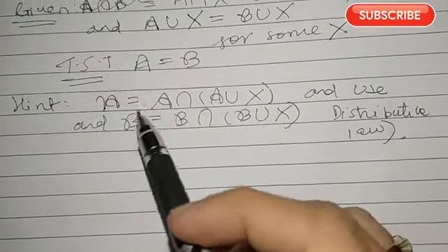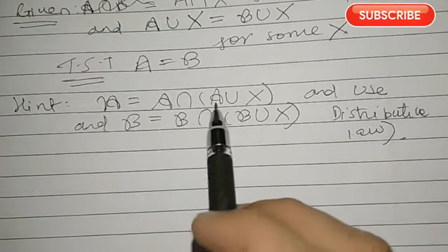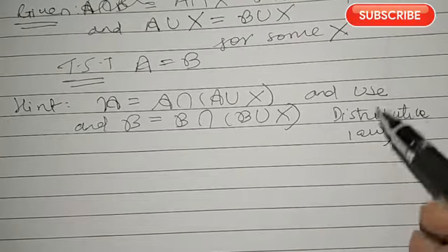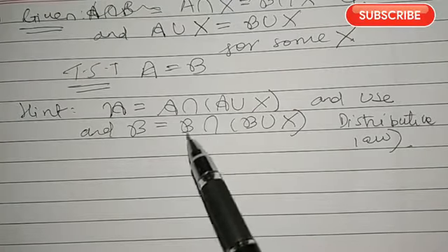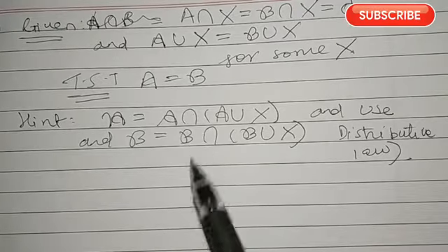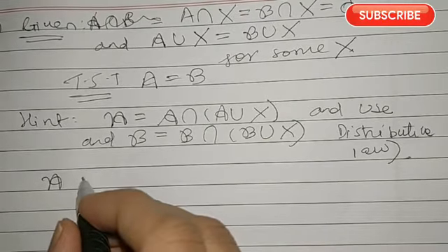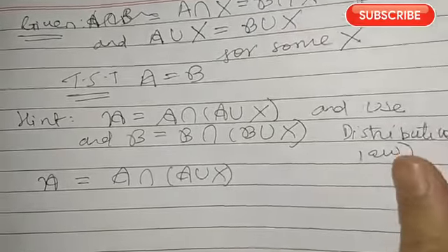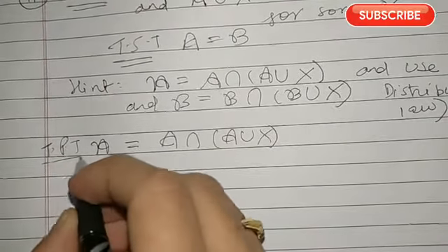So first we will look at this hint. It is A equal to A intersection (A union X), and B is equal to B intersection (B union X), and use the distributive law. Since they have given the hint directly, we first have to prove this. So let us look at the first equation, A is equal to A intersection (A union X).